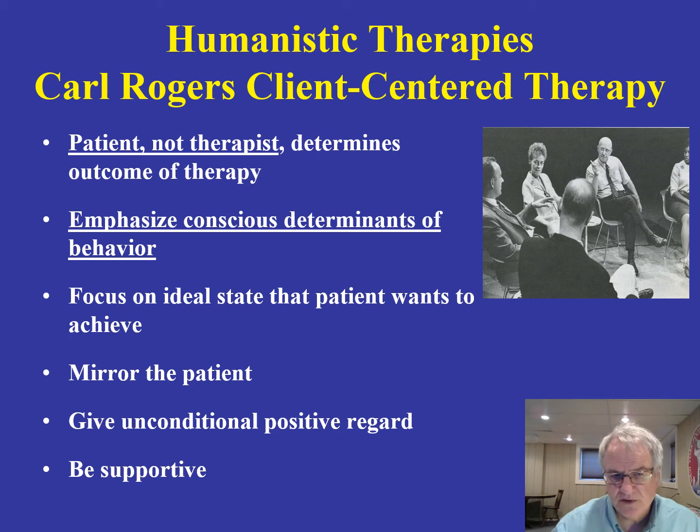Carl Rogers would say it's essential that I give unconditional positive regard to that person. Again, being supportive is absolutely crucial. And again, this works best with individuals that are mildly neurotic, suffering from anxiety.